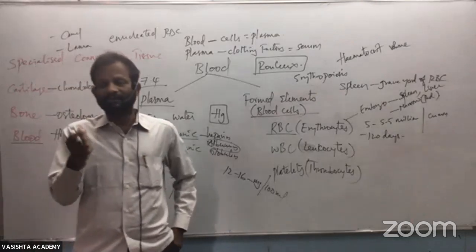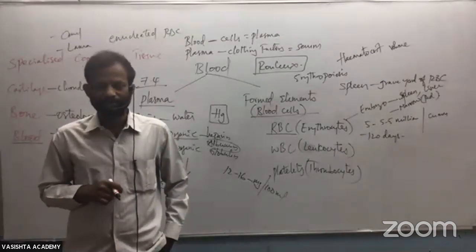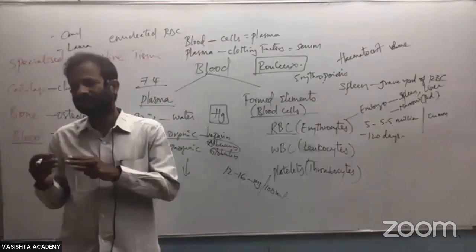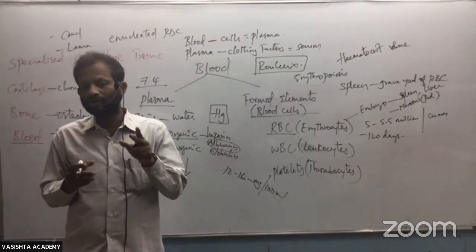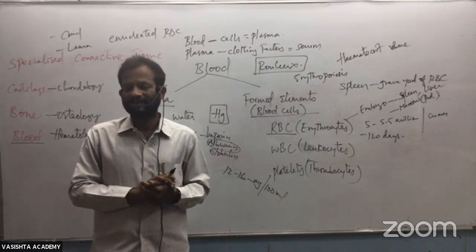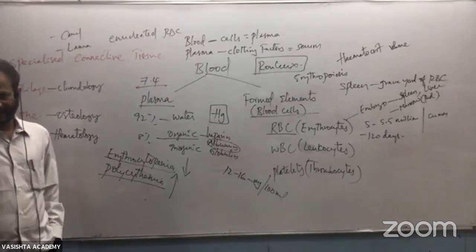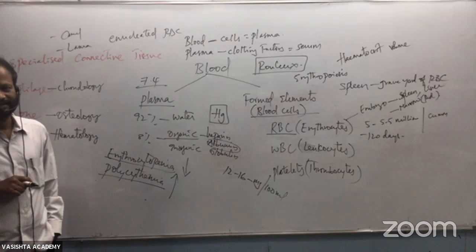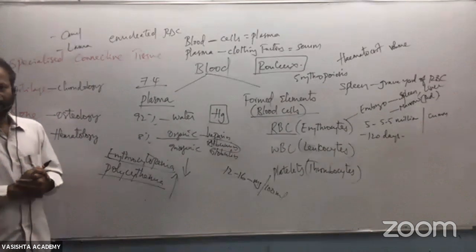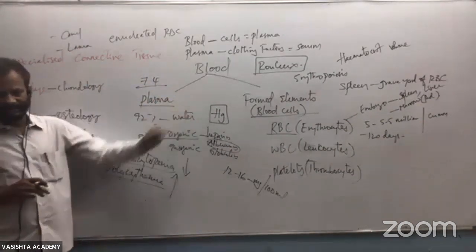What is the importance of enucleated RBCs? RBCs lack a nucleus to reduce the size of the cell, because these RBCs have to move inside very minute, tiny capillaries of blood vessels. So to reduce the size, diameter, or thickness of the RBCs, they lose the nucleus. So these are some characters related to RBCs.